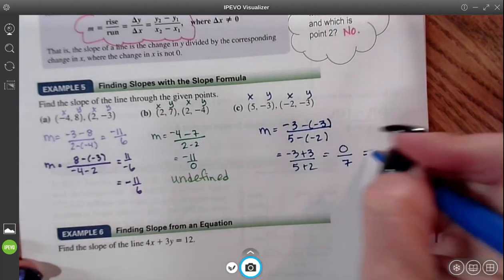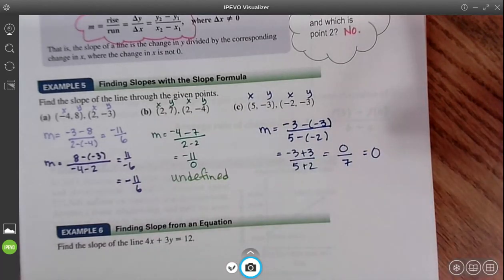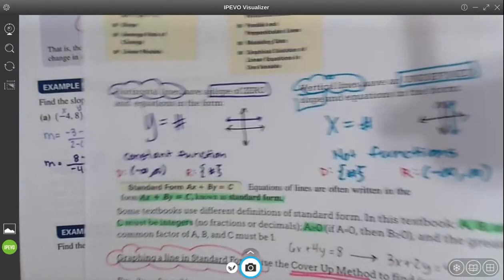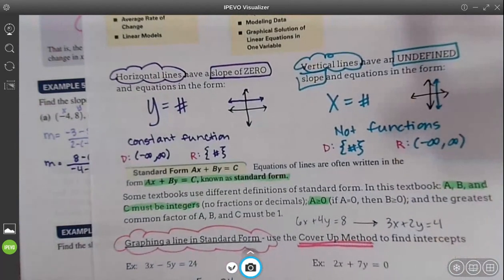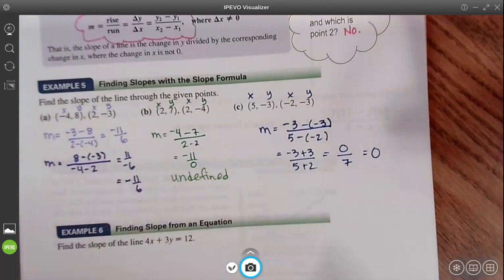So this slope is 0. And we saw on the previous page that a slope of 0 is going to be a horizontal line. So this would make a horizontal line.